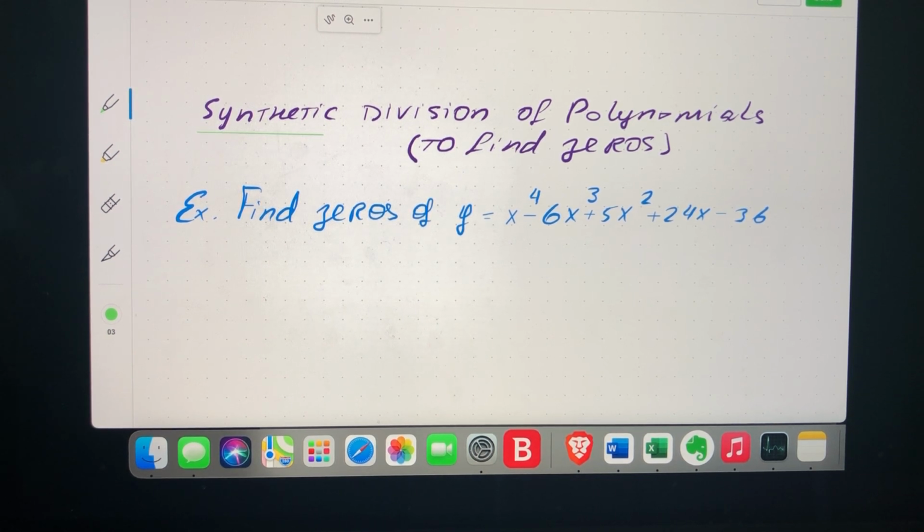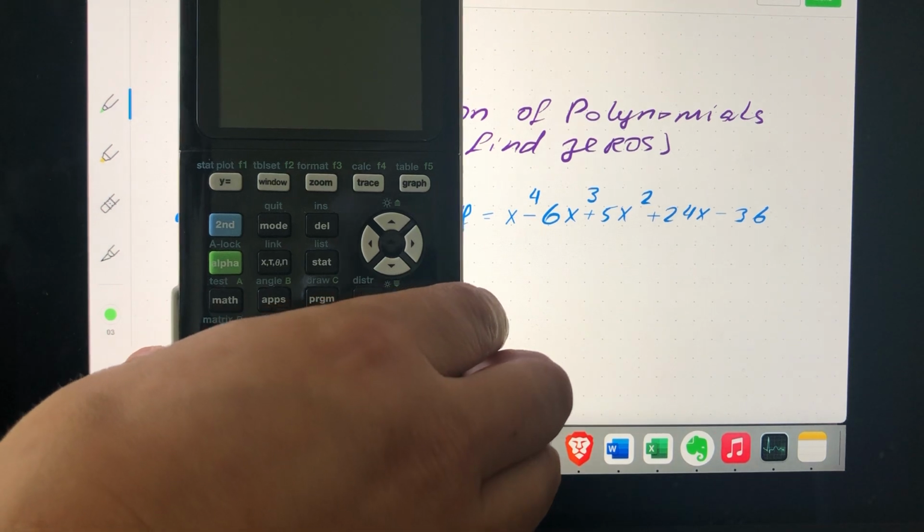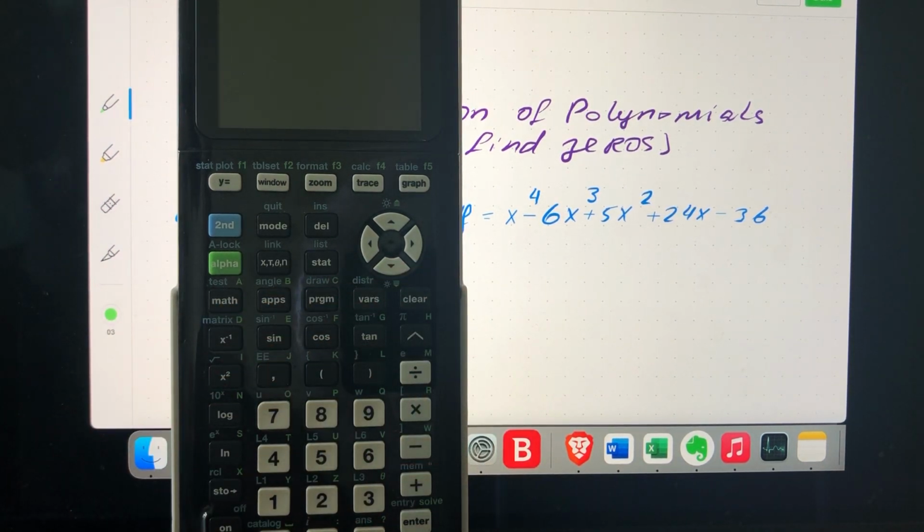We can either use long division or synthetic division. Synthetic division is a lot faster and easier to use, so let's use synthetic division. But first, to know what we're going to divide by, we need some guesses. And to get an educated guess, we use the calculator.